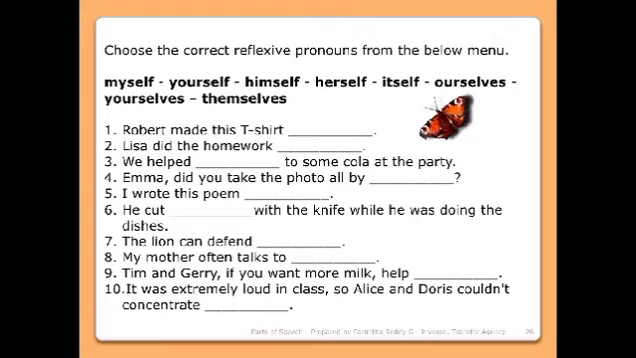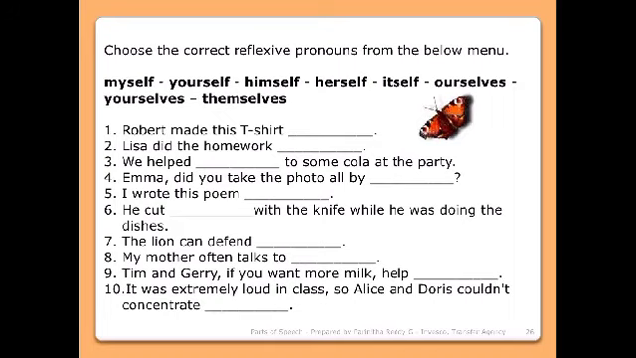We help ourselves to some cola at the party. Emma, did you take the photo all by yourself? I wrote this poem myself. He cut himself with the knife while he was doing the dishes.